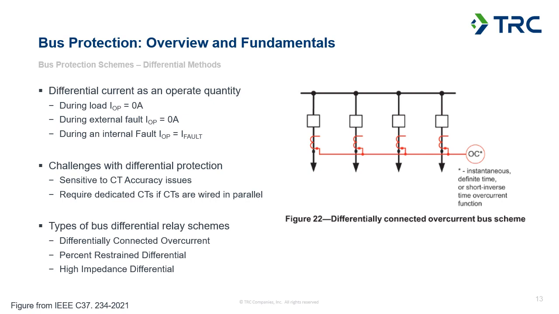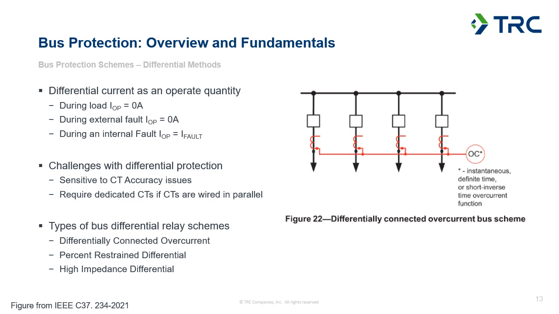So we can really look at a few different types of differential schemes. There's a whole bunch of different ones out there, but generally we can look at three different types. The first is a differentially connected overcurrent. It's a very basic scheme that just sums the CTs up, looks at the differential quantity, and makes a decision solely based on that. The second one is a percent restrained differential scheme. So again, if you've got CT accuracy issues, or there are other considerations, just directly looking at that operate quantity could result in you potentially making an incorrect decision.